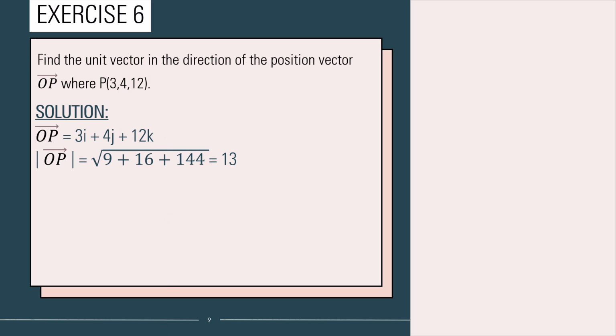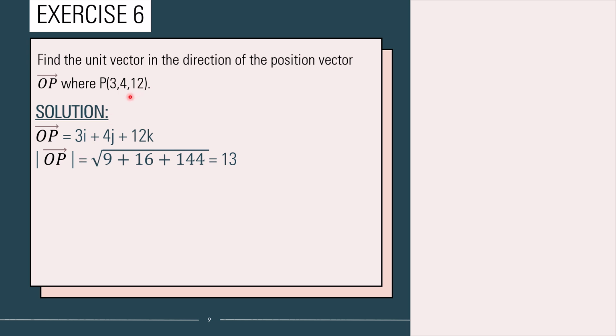Why are we finding the magnitude? Because we know the formula for unit vector, which is magnitude of the vector divided by the unit vector, right? So unit vector is equal to magnitude of the vector divided by the vector itself, right? That is the formula for unit vector. So for that, you need to find the magnitude first.